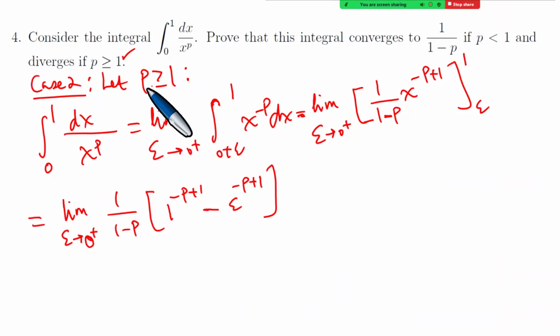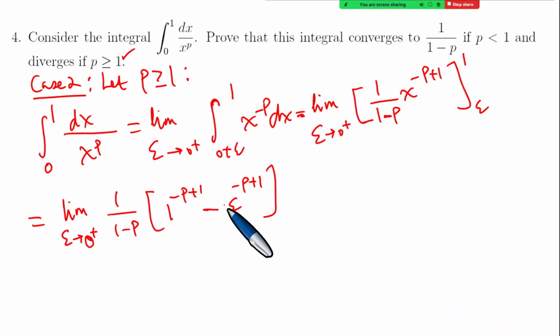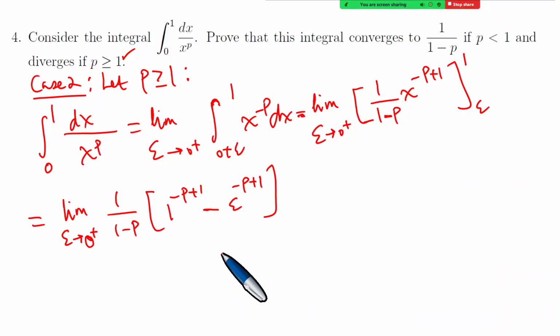This one, whenever p is 1 here, it's going to be epsilon to the 0. If p is 2, it's going to be minus 2 plus 1, which is 1 over epsilon. If p is 3, it's going to be epsilon to the minus 3 plus 1, which is epsilon to the minus 2, which is 1 over epsilon squared.